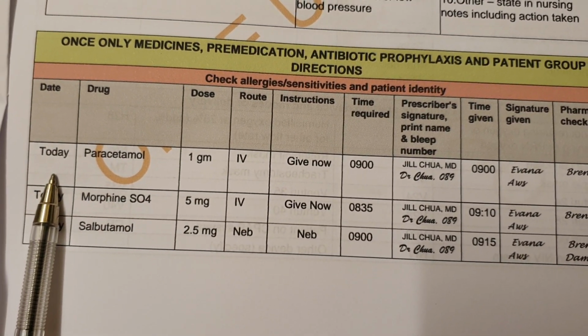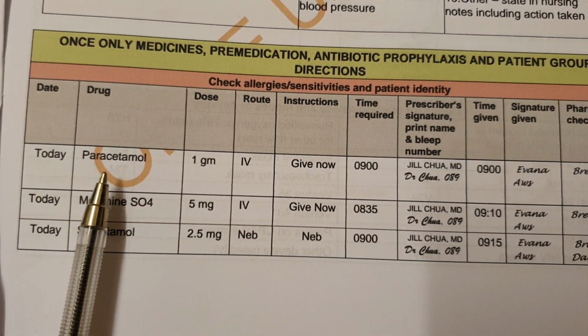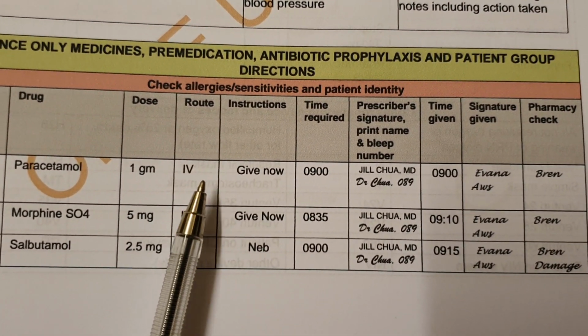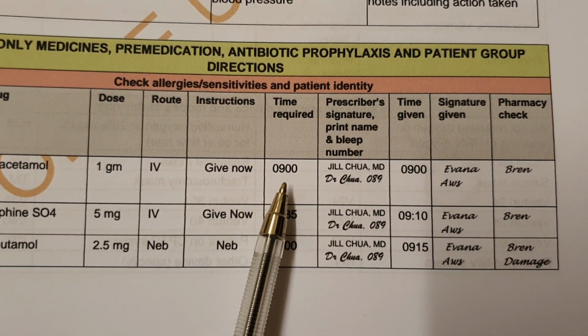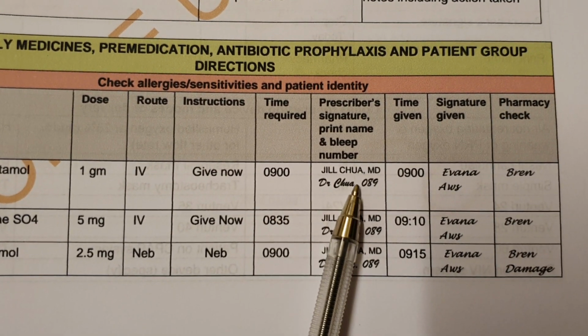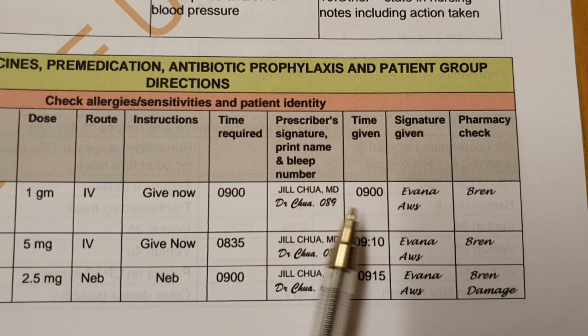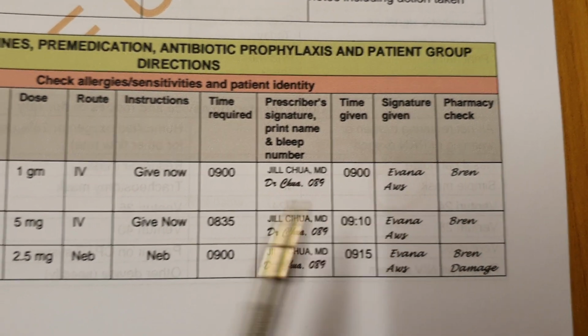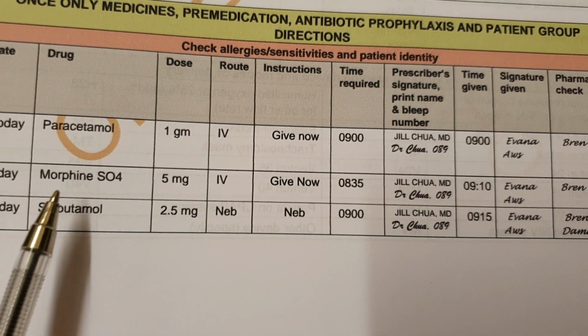Today, follow my pen, guys. Today, paracetamol 1 gram intravenously. The instruction is to give now. Time required at 9 o'clock. With prescriber signature bleep number present. Given by my colleague at 9 o'clock. The pharmacy checked it.